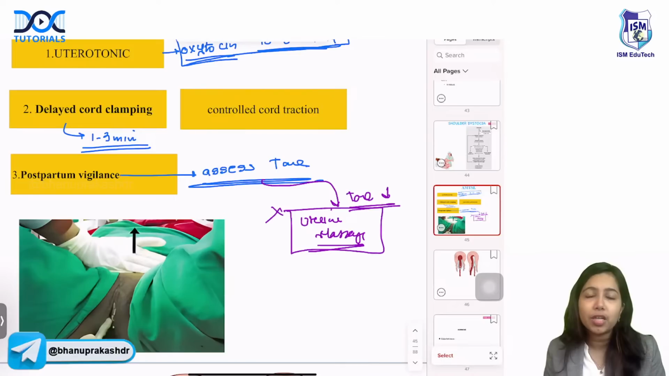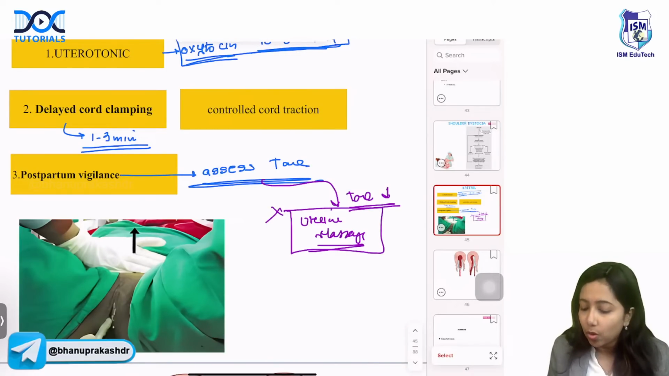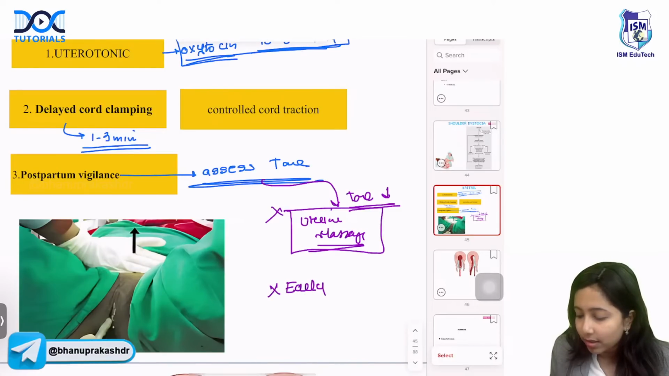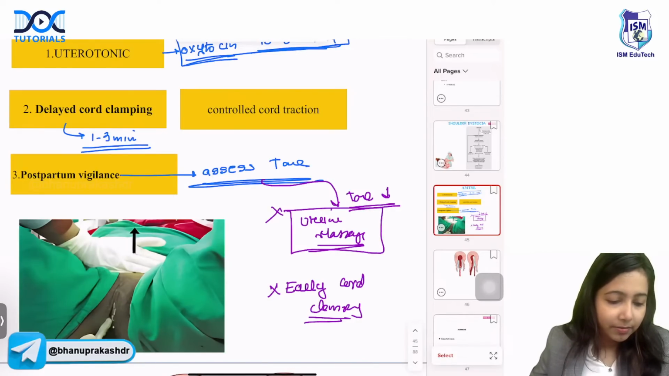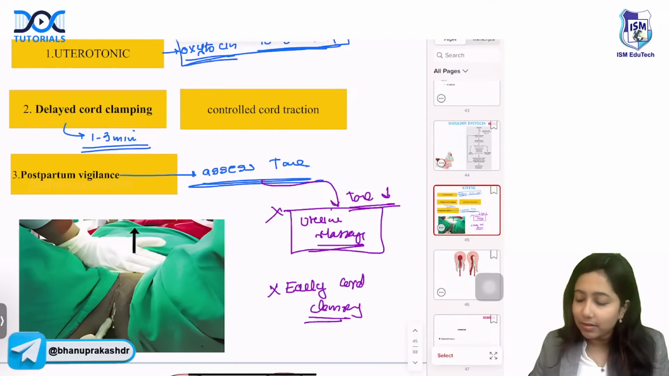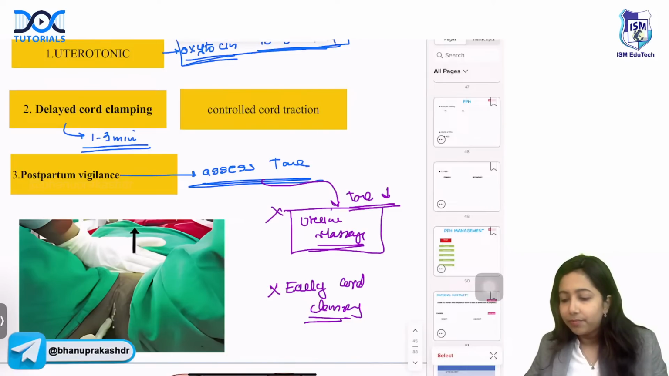Suppose there is another question. All the following are components except: uterotonics, early cord clamping, assess the uterine tone, and uterine massage. Understand that early cord clamping is never done. Early cord clamping has never been a part of AMTSL. So early cord clamping is the worst answer, so as to come in an all except question. So again, what is not a part? Never early cord clamping. Yes, early cord clamping is never a part of this.